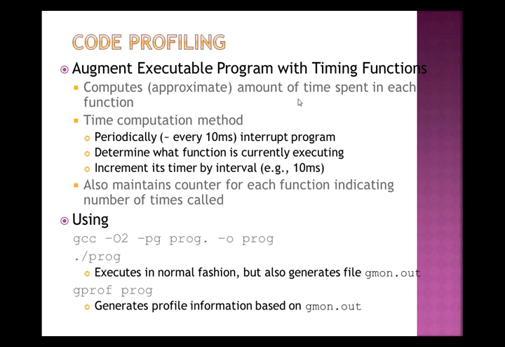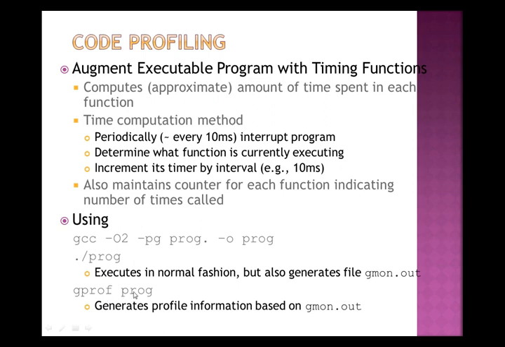Example, 10 milliseconds. Also maintain a counter for each function indicating the number of times it's called. Then what is the usage of code profiling? How will we use it? Using gcc -O2 -pg prog.c -o prog. That is the O option, not zero. What is the usage of prog?